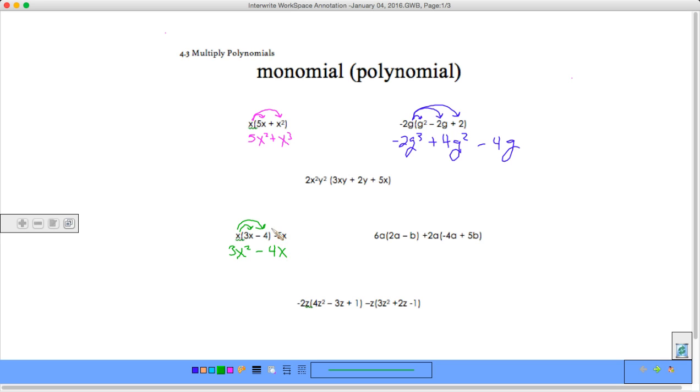Now this isn't in parentheses, so we just bring it down. The only thing is now we have to check for like terms. Because we have that extra term behind, we could have something we could combine. So here, these are like terms. They both have x to the first power. So I'm going to combine those right there. Negative 4x minus 5x is negative 9x.